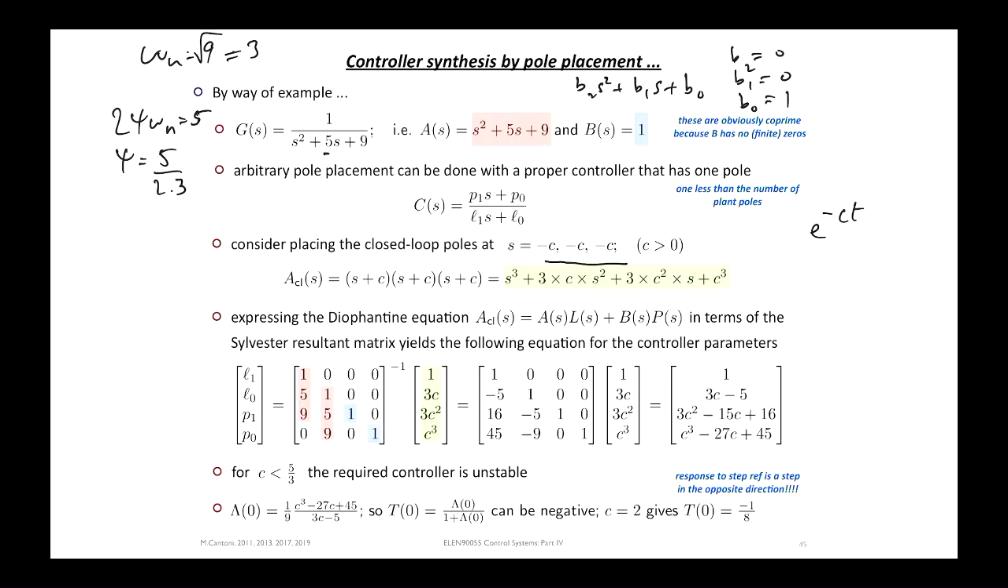All right. Now, what can we note here? Well, you can see that L0 will be a negative number for C less than 5/3. So what? Well, if this is a negative number with L1 equal to 1, then we're getting a controller with a pole in the right half plane. We've never seen something like that before.